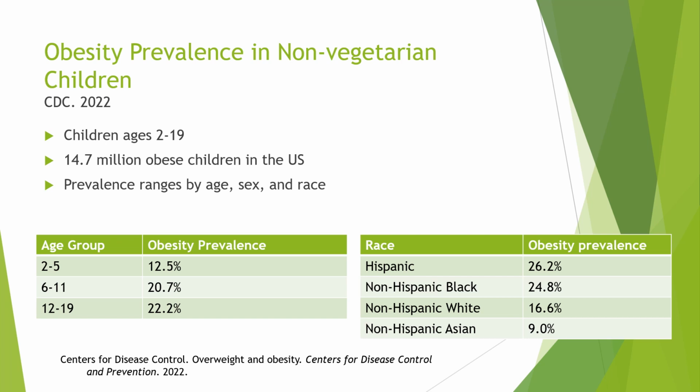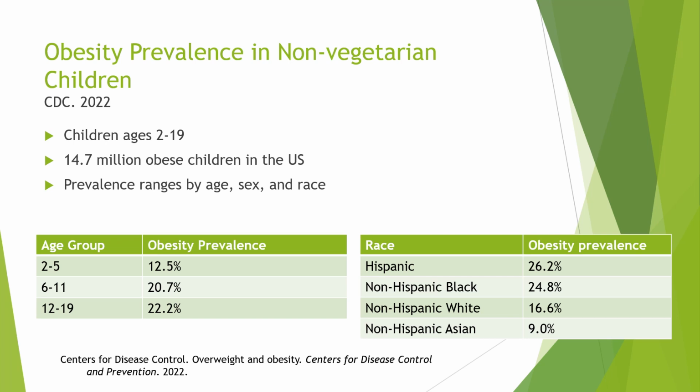In America, 14.7 million children between the ages of 2 and 19 are obese. That totals to 19.7% of children who are obese. Obesity prevalence can vary by age, race, and sex.